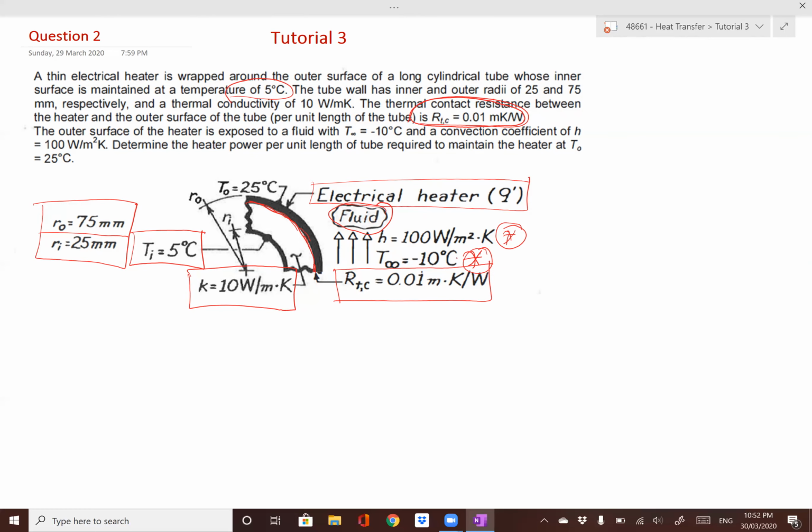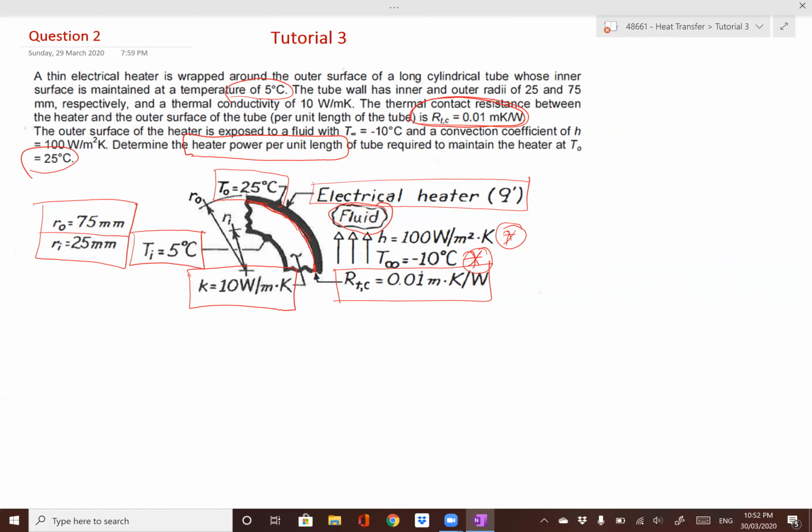Determine the heater power per unit length of the tube required to maintain the heater at 25 degrees Celsius. So the heater temperature is given as 25 degrees Celsius. Okay, so I already marked the given parameters.